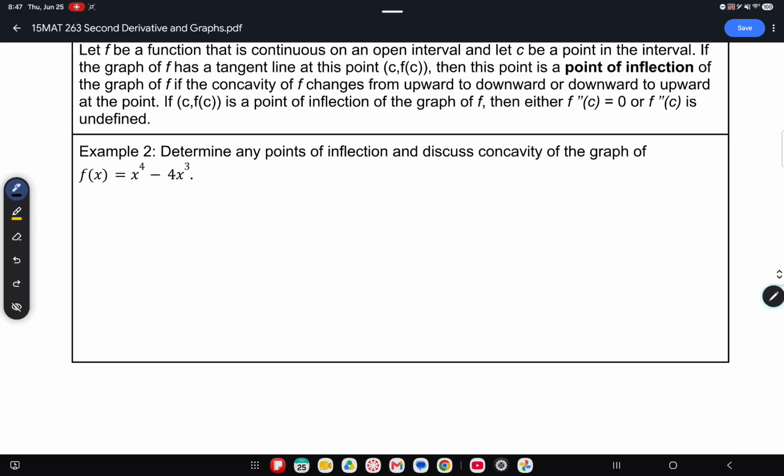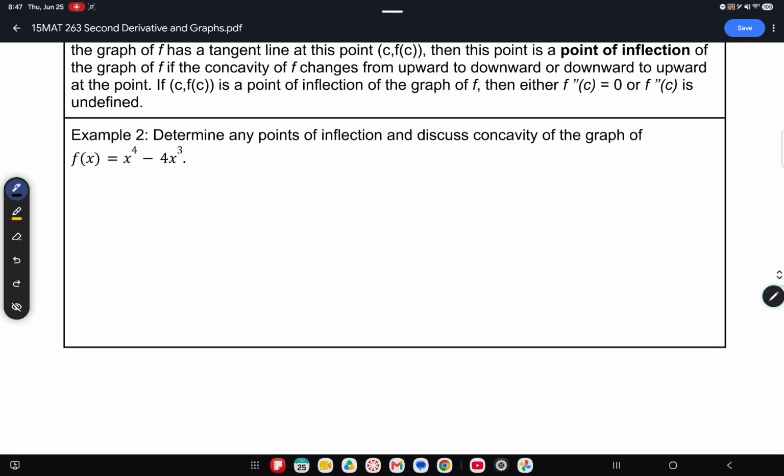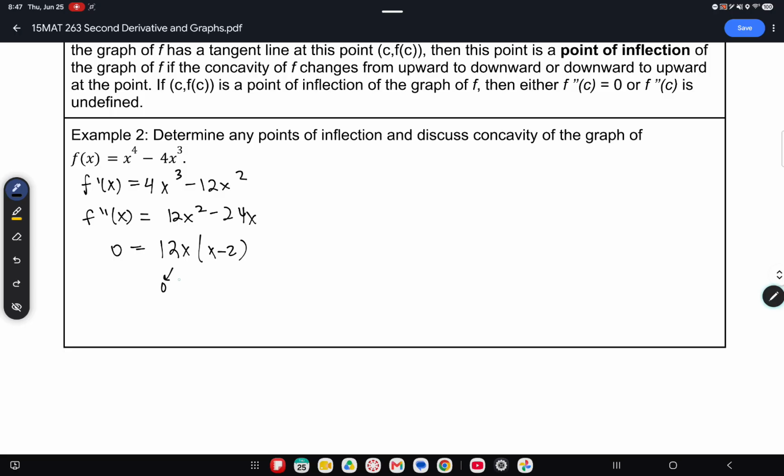So, all right, determine any points of inflection and discuss the concavity of the graph. So I need to find the first derivative to find the second. So 4x cubed minus 12x squared. And the second derivative will be 12x squared minus 24x. If I set that equal to 0, I'm going to factor a GCF of 12x out. I'm left with x minus 2. So my values are 0 and 2.